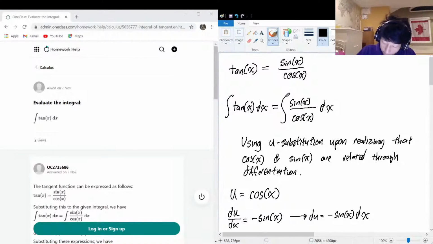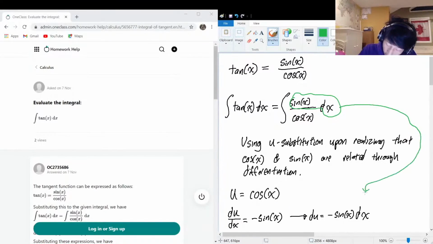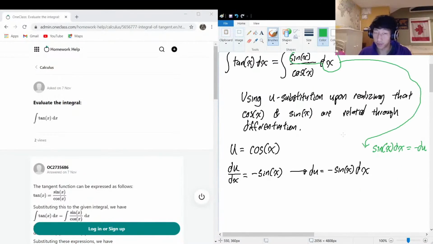Okay, so you see that I'll highlight this in green, we have sine x dx inside of here. So we can say that sine x dx is equal to negative du. That's just to bring the negative to the other side because while these match, they're not a perfect match. We got to incorporate the negative into the du.